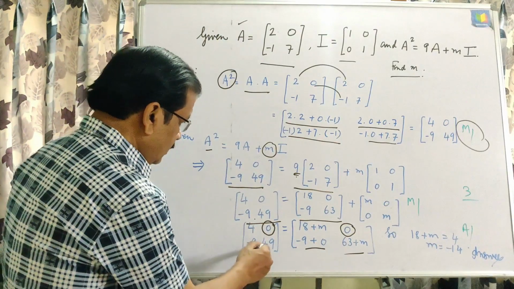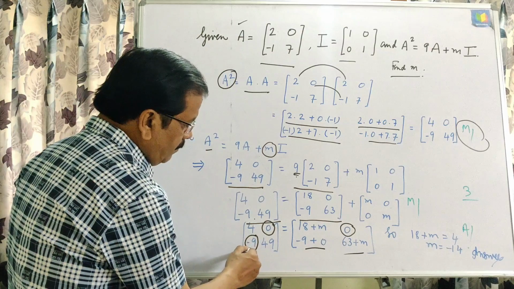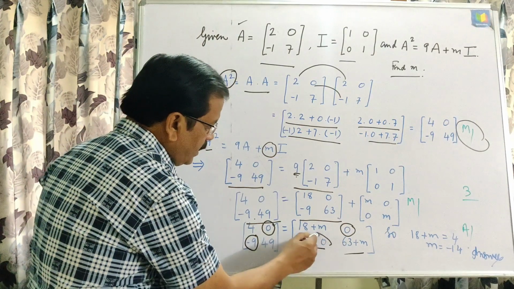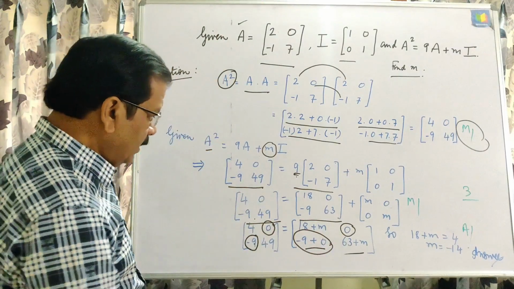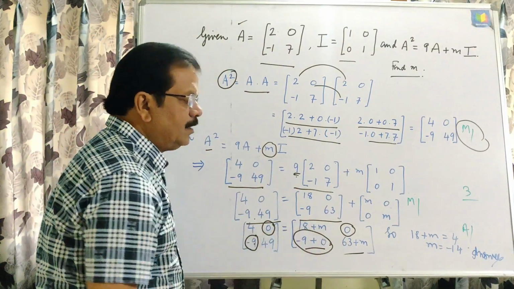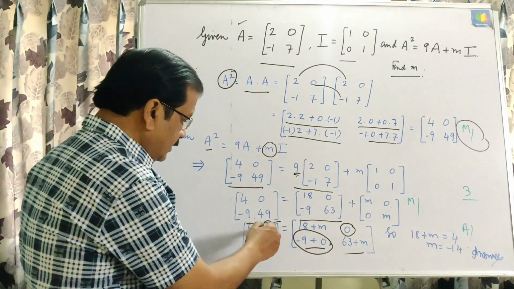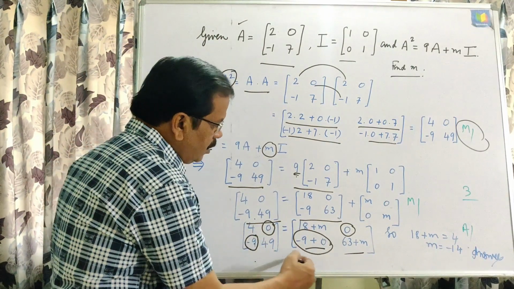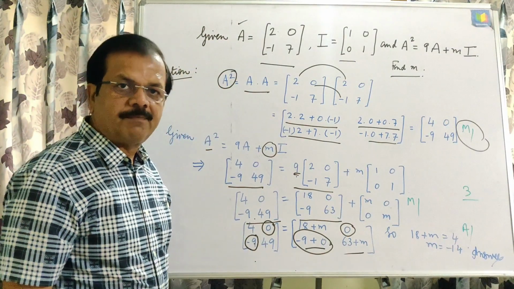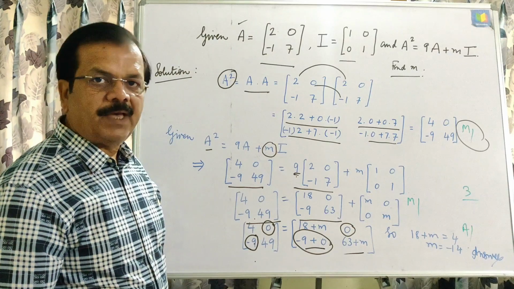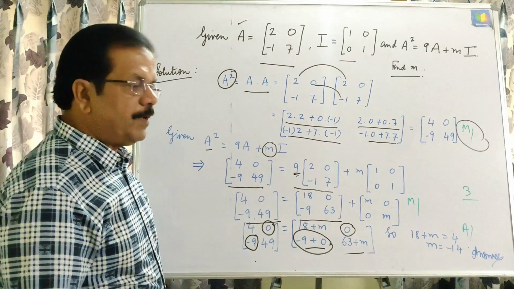See here, this is -9, second row, first element, and second row, first element, -9. Both the elements are same. And these two elements have the form of m. Since these two are same, and this is of order 2 cross 2, 2 cross 2, if the matrices are of the same order, then only we can compare both the matrices. This is what we call equality of matrices.